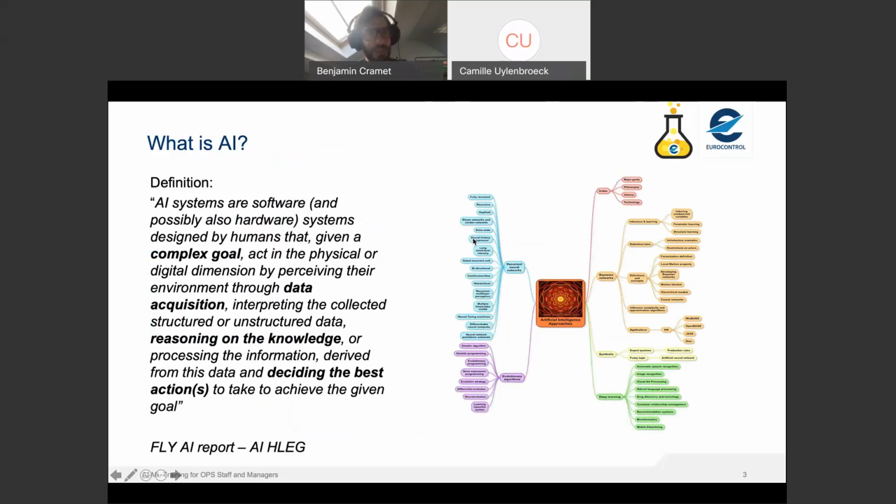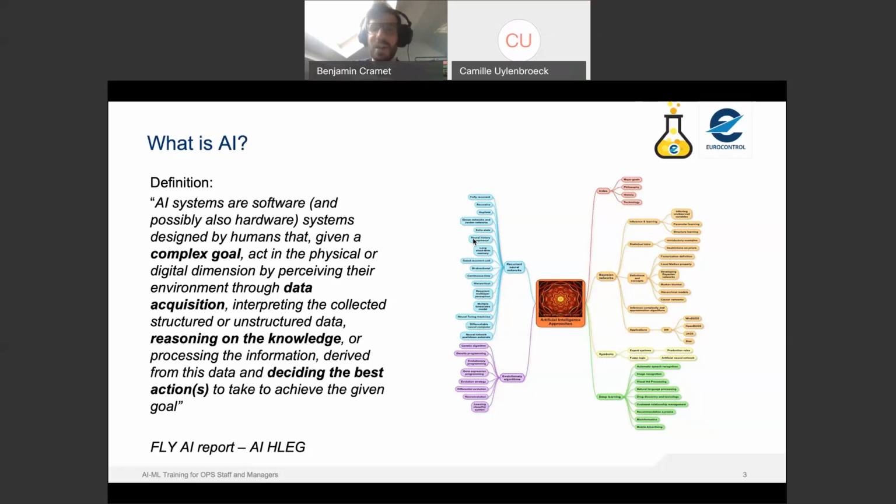Let's go. Let's dive into the topic. So what is AI? As we are engineers, we love complex definitions. So let's go through this definition and see what it is. I will explain to you and make it simple because here it is a bit complex, a bit complicated. AI systems are software and possibly also hardware systems designed by humans that, given a complex goal, act in the physical or digital dimension by perceiving their environment through data acquisition. Let's stop right here and go over it again.